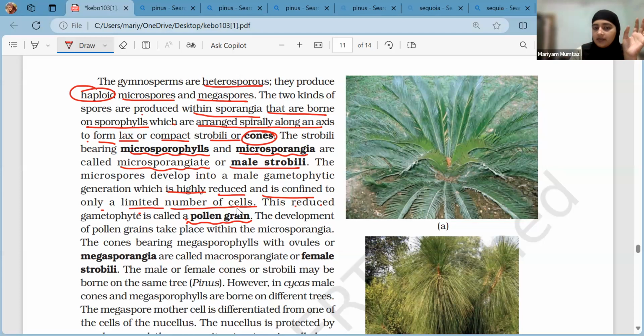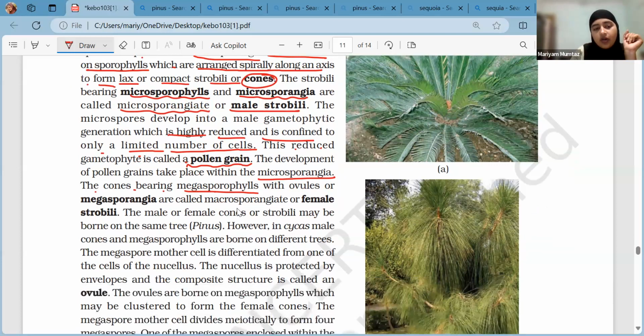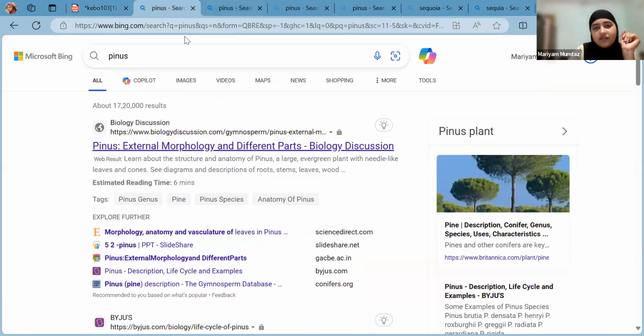Now, this cycle is ending here. Okay? Now they are being confined to pollen grains. The development of pollen grains takes place within the microsporangia. The cones bearing megasporophylls with ovules or megasporangia are known as megasporangiate or female strobili. Let us search that also, male and female strobili.